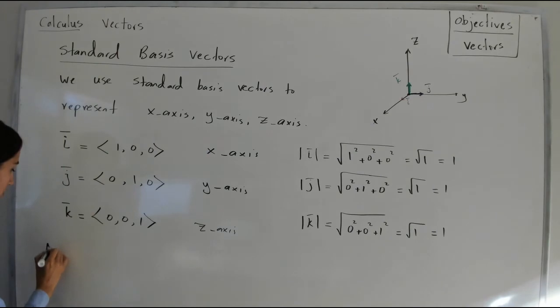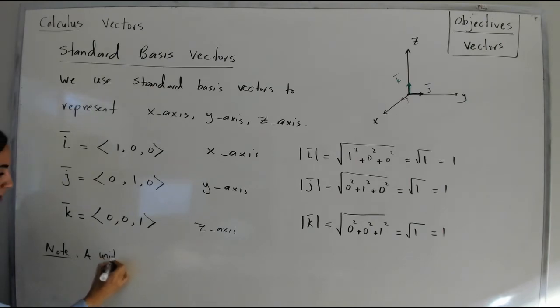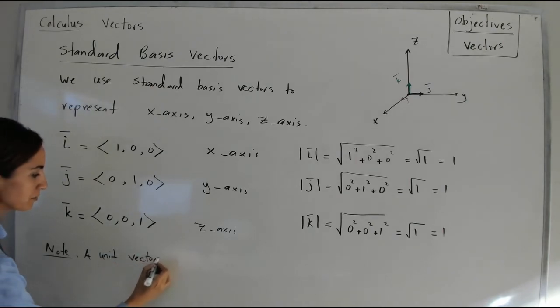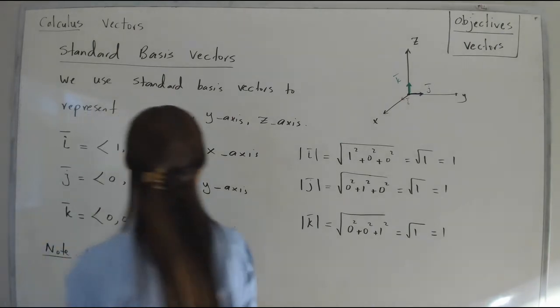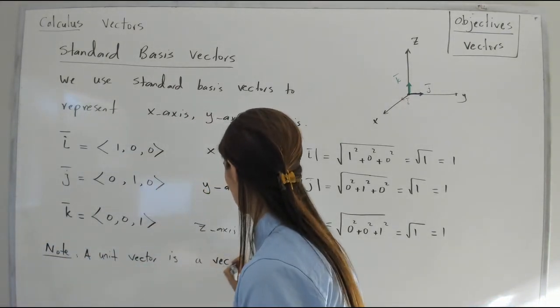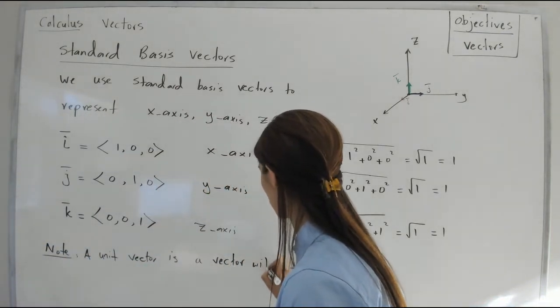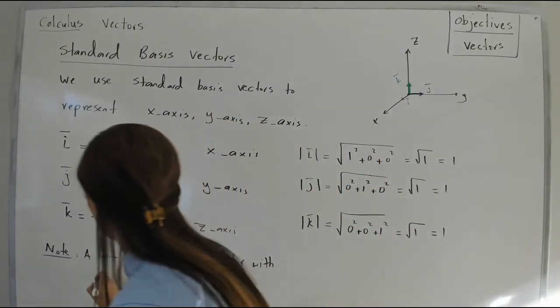So note, a unit vector is a vector with magnitude 1.